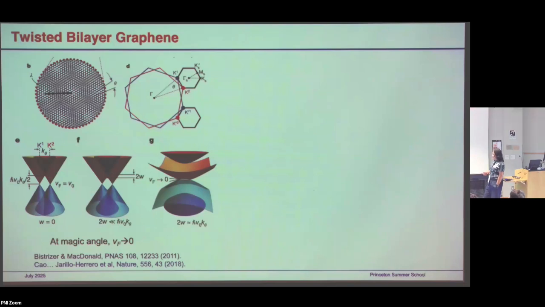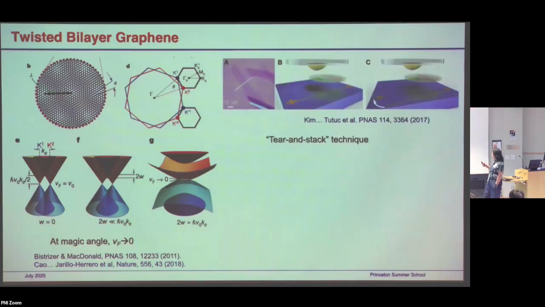It was first predicted back in 2011, and a lot of work has been done in this area. After that, of course, the seminal paper from Pablo's group really showed that you can have a lot of interesting correlated phases in there. How we fabricate this is the so-called tear-and-stack technique, first reported by Taniguchi's group in 2017.